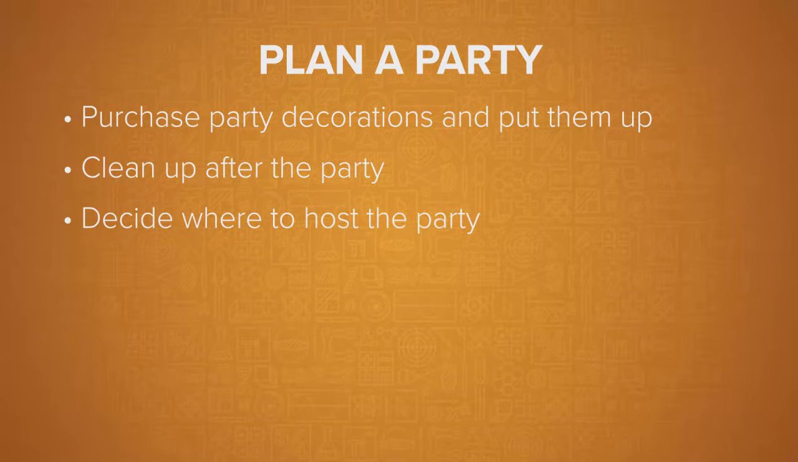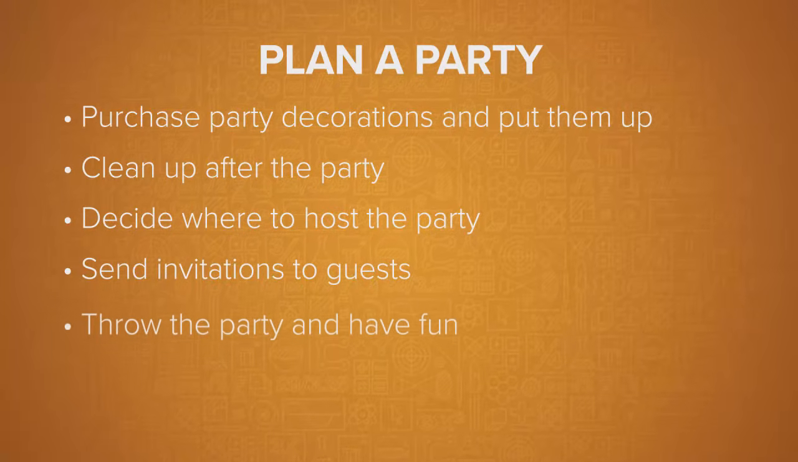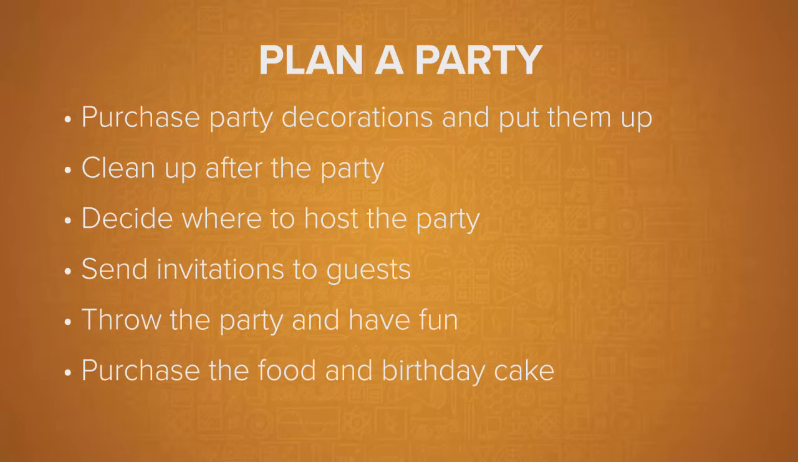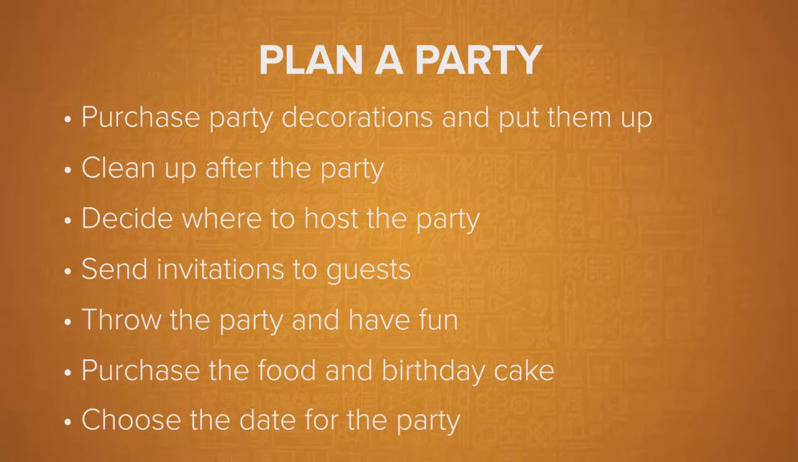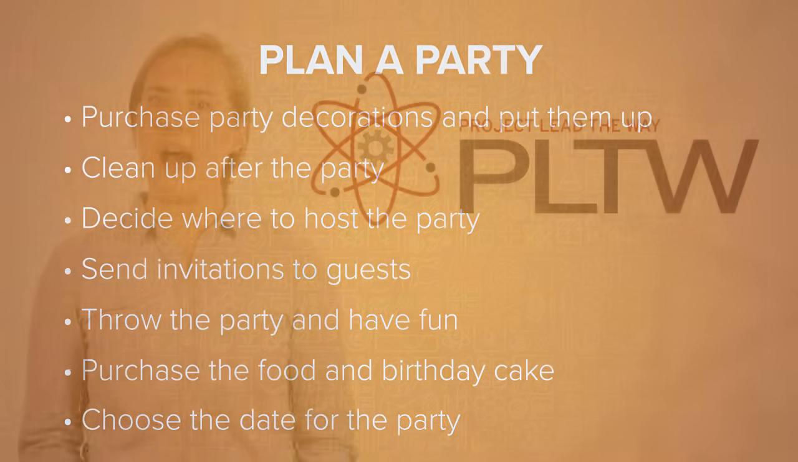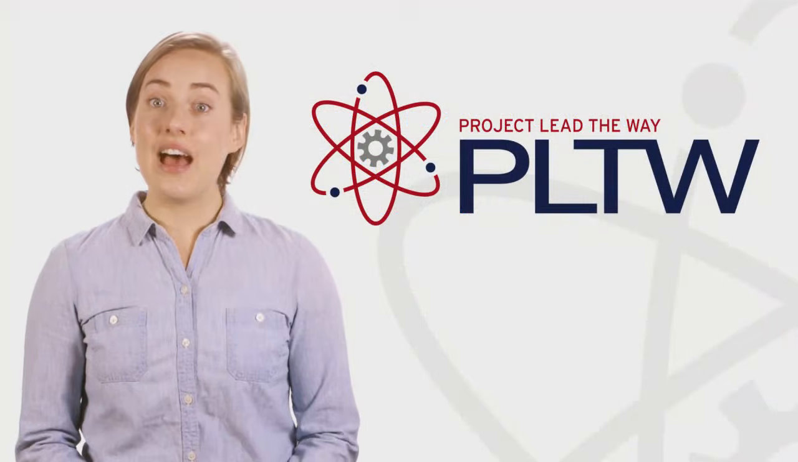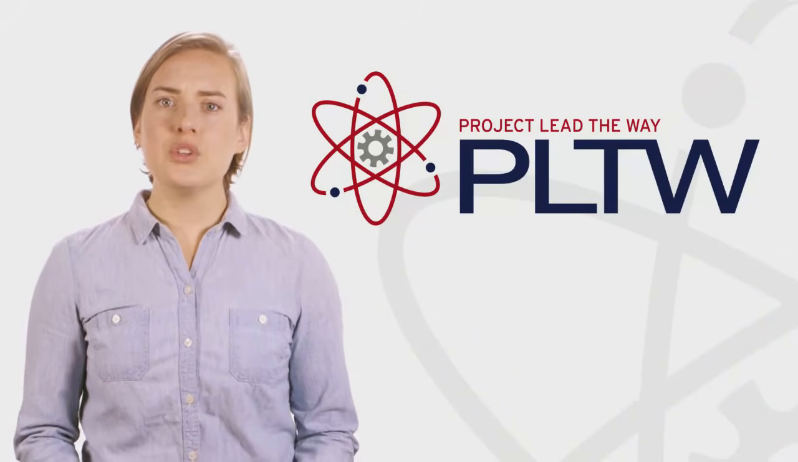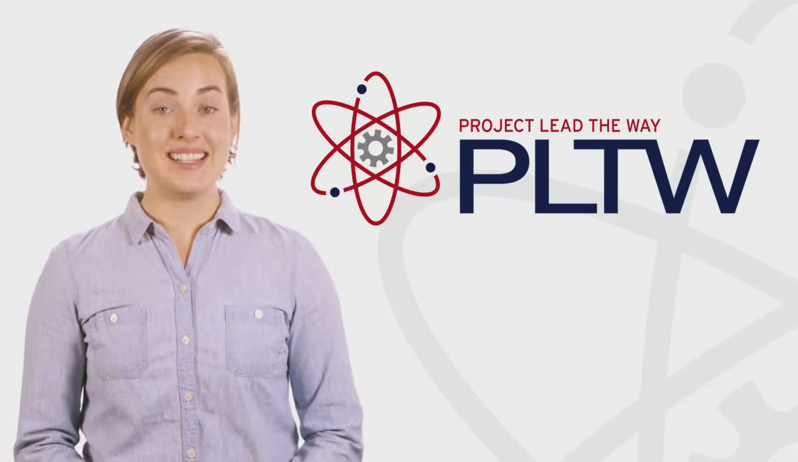You'll need to decide where to host the party, send invitations to the guests, then throw the party and have fun. Oh, don't forget about the food. You'll have to purchase the food and birthday cake, and choose the date for the party. Wow, quite a few steps go into a birthday party, don't they? Now that we have the steps, let's put them in the correct order. How would you organize this algorithm so you can plan an awesome party for your friend?